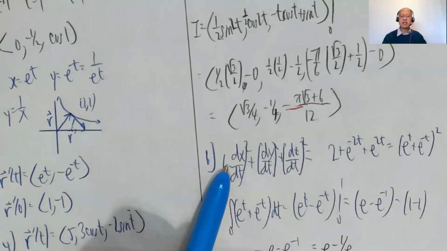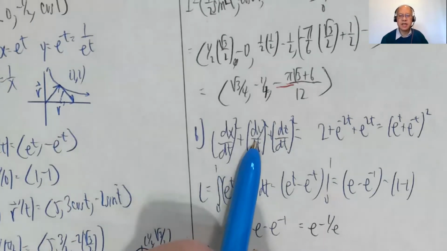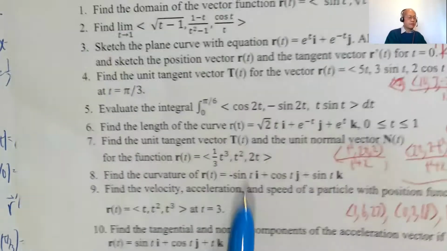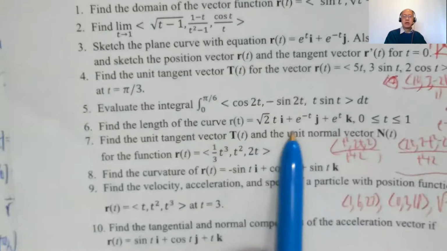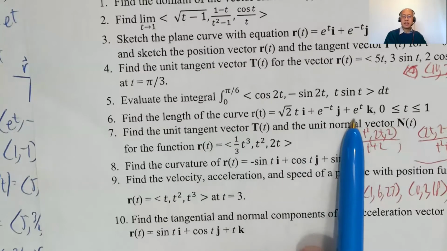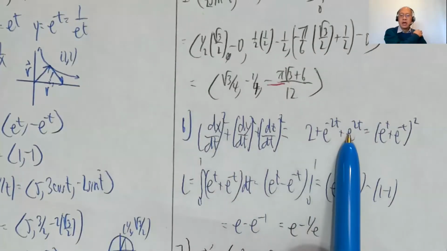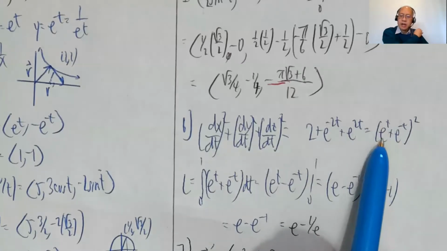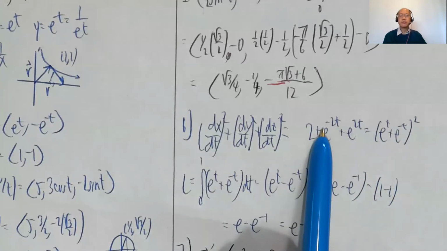Number 6, dx/dt squared plus dy/dt squared plus dz/dt squared. So this one, the derivative is radical 2, squared you get 2. This derivative is negative e to the negative t, squared you get e to the negative 2t. The derivative of this one is e to the t, squared you have e to the 2t, which very conveniently comes out to be e to the t plus e to the negative t, squared. In other words, if you square this out, you get that.